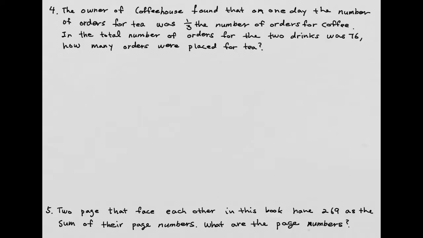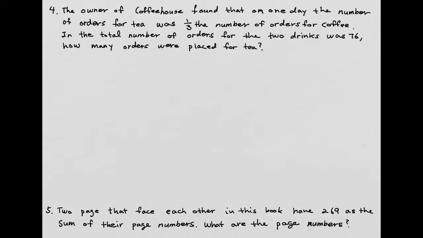Okay, we're going to look at example 4, similar to example 3. Example 4: the owner of a coffee house found that on one day, the number of orders for tea was 1/3 the number of orders for coffee. And the total number of orders for the two drinks was 76. How many orders were placed for tea?